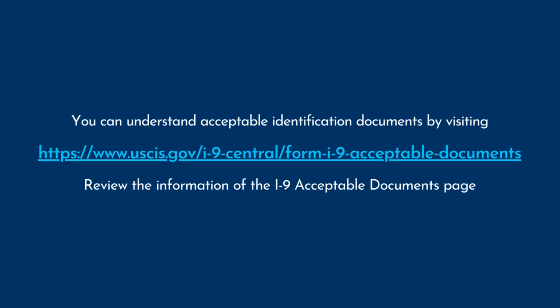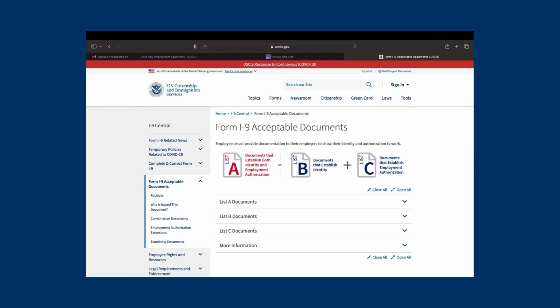To understand what is an acceptable identification document to upload in this field, visit this website and thoroughly review the information of the I-9 Acceptable Documents page. This page breaks down types of identification documents into two tiers. The first tier is List A documents, and the second tier is List B and C documents.